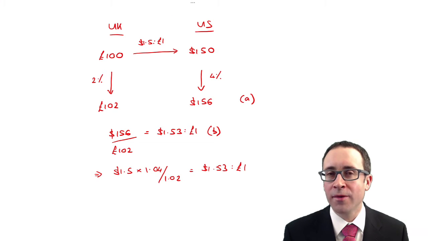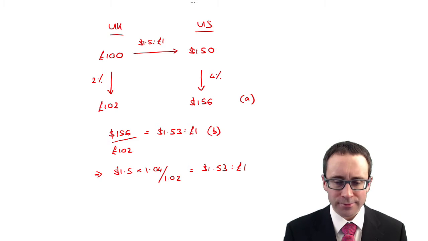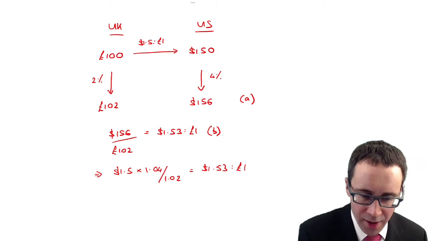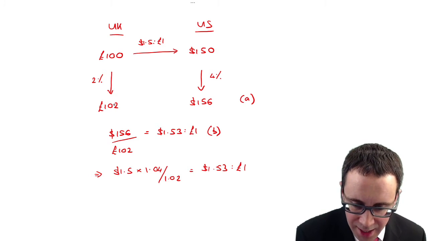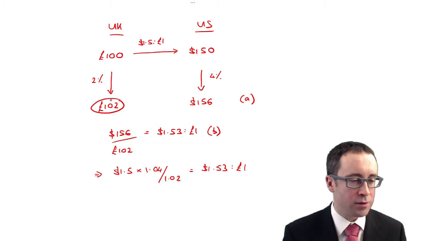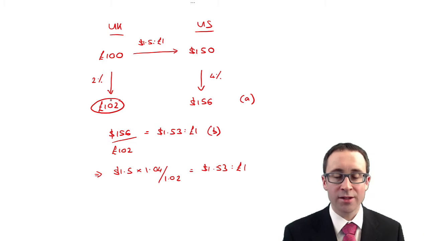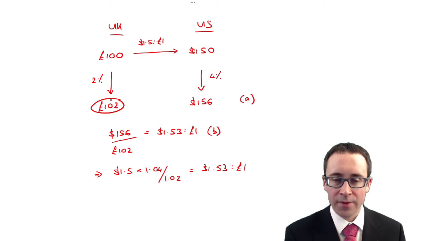Okay, so how did you get on with that one then? So what have we got? Remember, for part A, what you should have got is £100 today, and then in a year's time at 2% inflation, that's 102, isn't it?